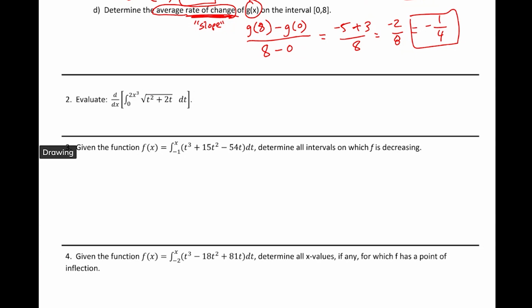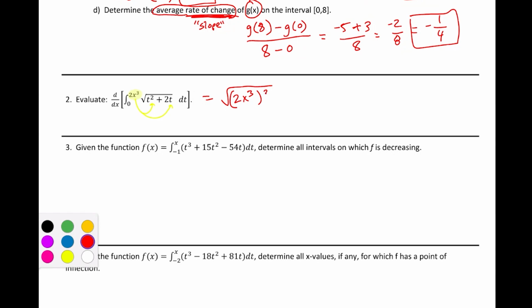The first part of the fundamental theorem of calculus, which is really the second part that we discussed in this unit, says that we can evaluate this by substituting that upper bound in for t. Basically, just replace the t with 2x cubed. So we have the square root of (2x cubed) squared plus 2 times 2x cubed, all underneath that square root. We could simplify that a little bit, but I'm just going to leave it the way it is.